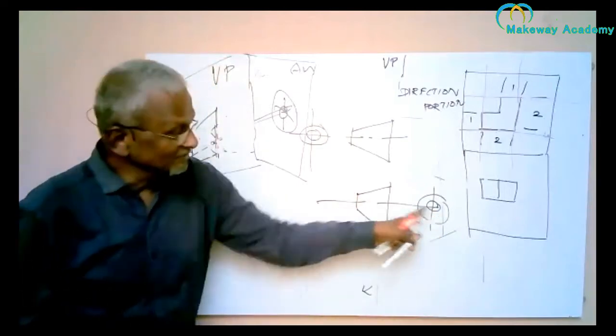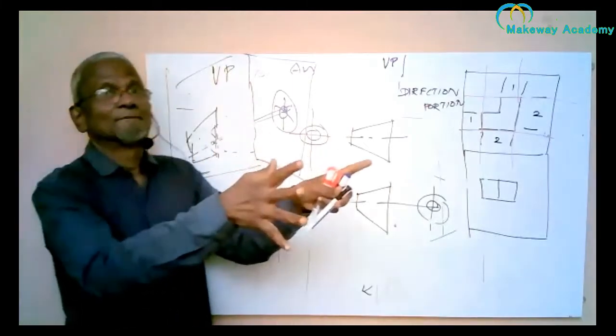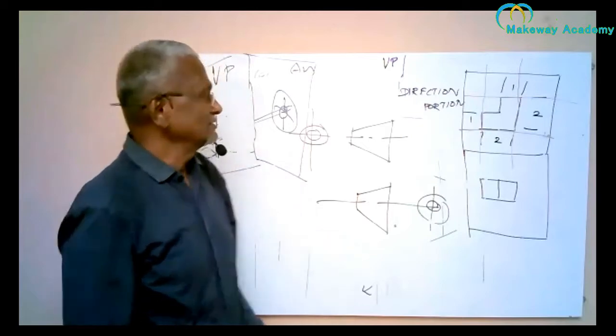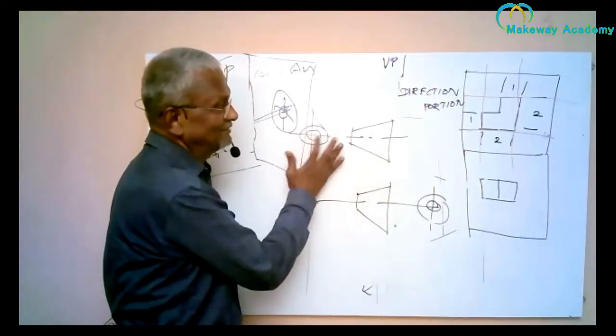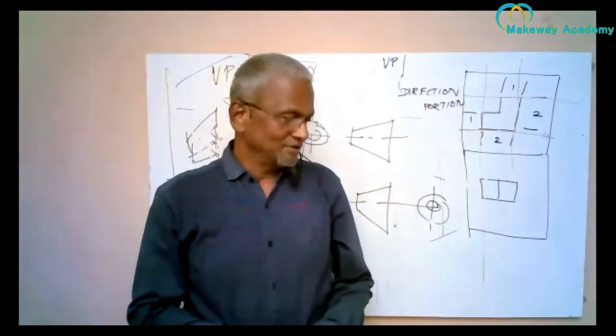So if the symbol is like this, then you can immediately know that the drawing is given in first angle projection. On the other hand, if the symbol is like this, this is the front view, and the left side view is placed on the left side itself, then it is third angle projection.